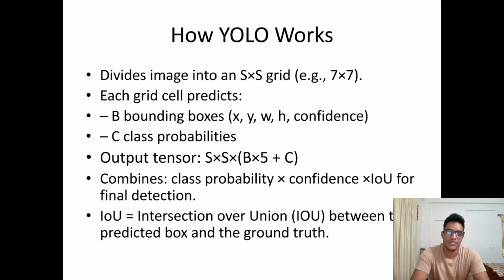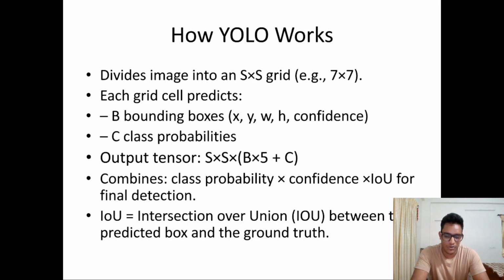And C number of class probabilities. That is, depending on the number of classes or objects, we need to categorize each of the objects into different classes, and each of these classes has a probability. So that is the C, the class probability.